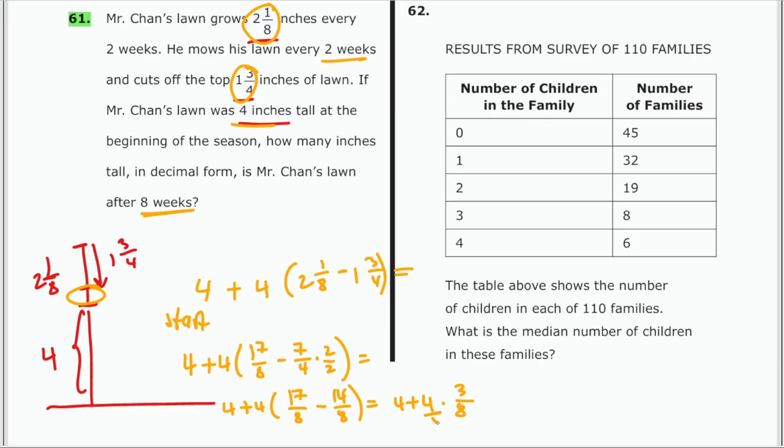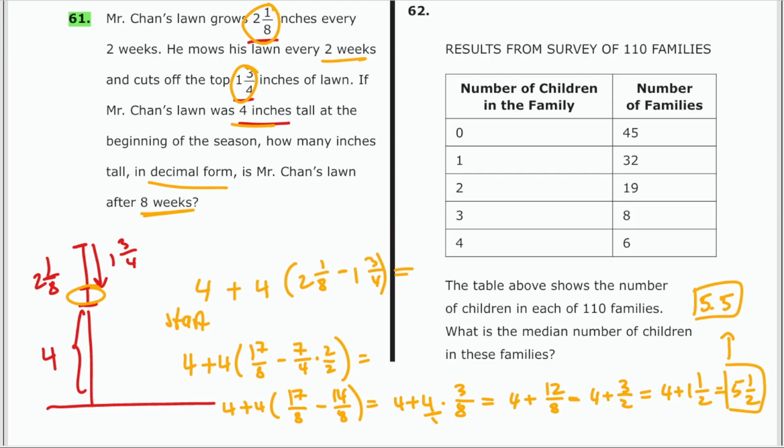3/8. Now this is 4 over 1, so we get 4 plus 12/8, right? Or 4 plus 3/2. Now that's the same thing as 4 plus 1 1/2, which is 5 1/2. However, this answer is not going to be counted because we need a decimal form. So 5 1/2 needs to be converted to 5.5, which is our final answer. That's it.